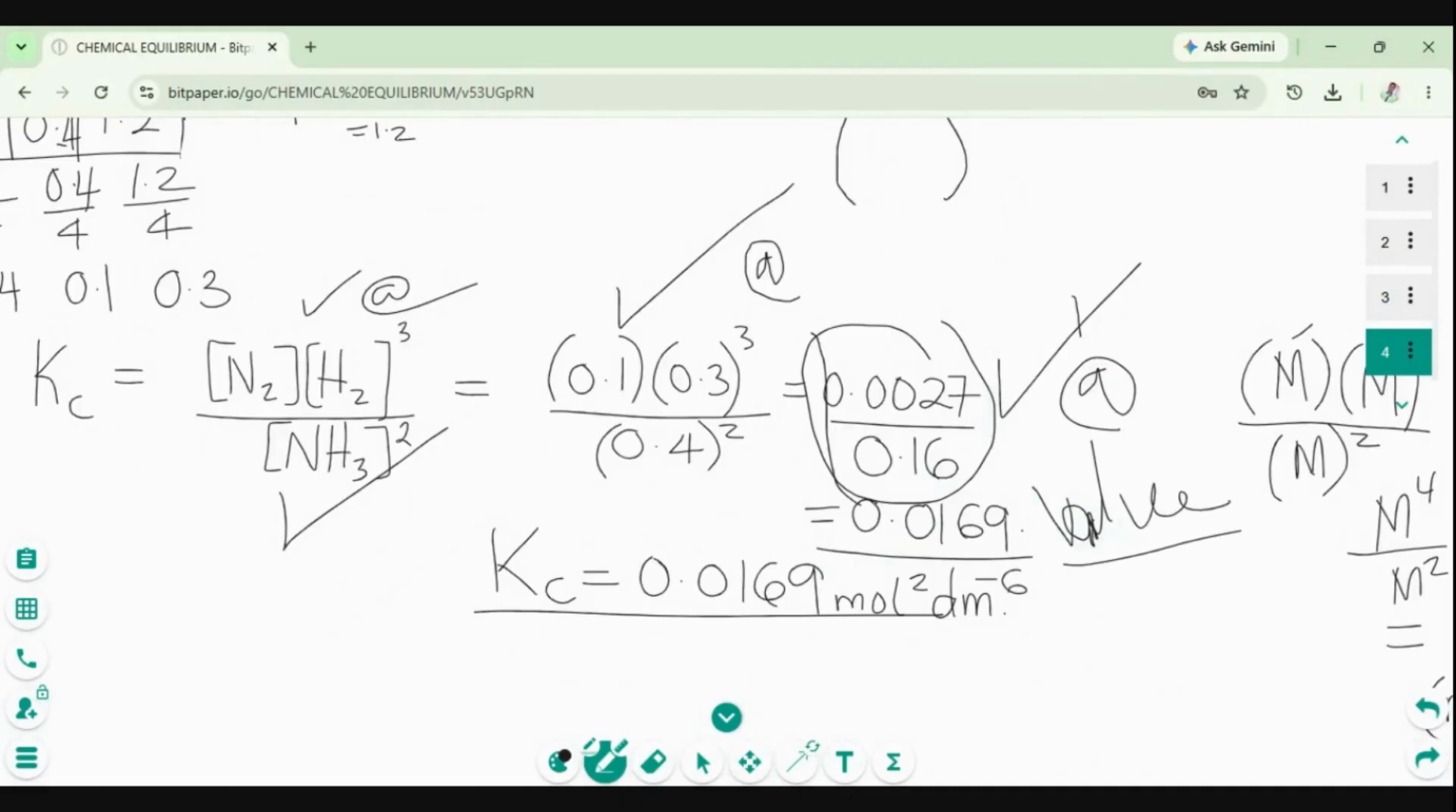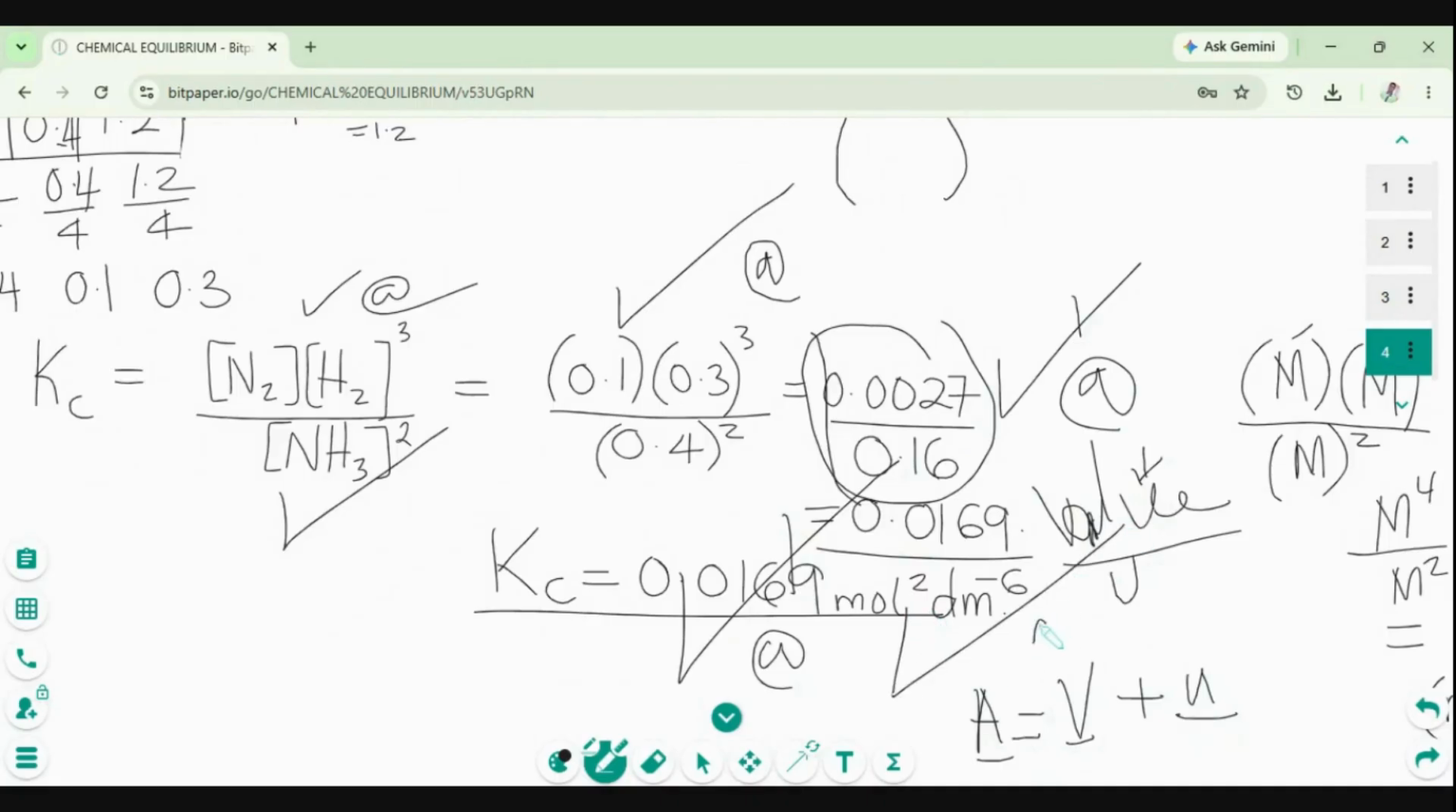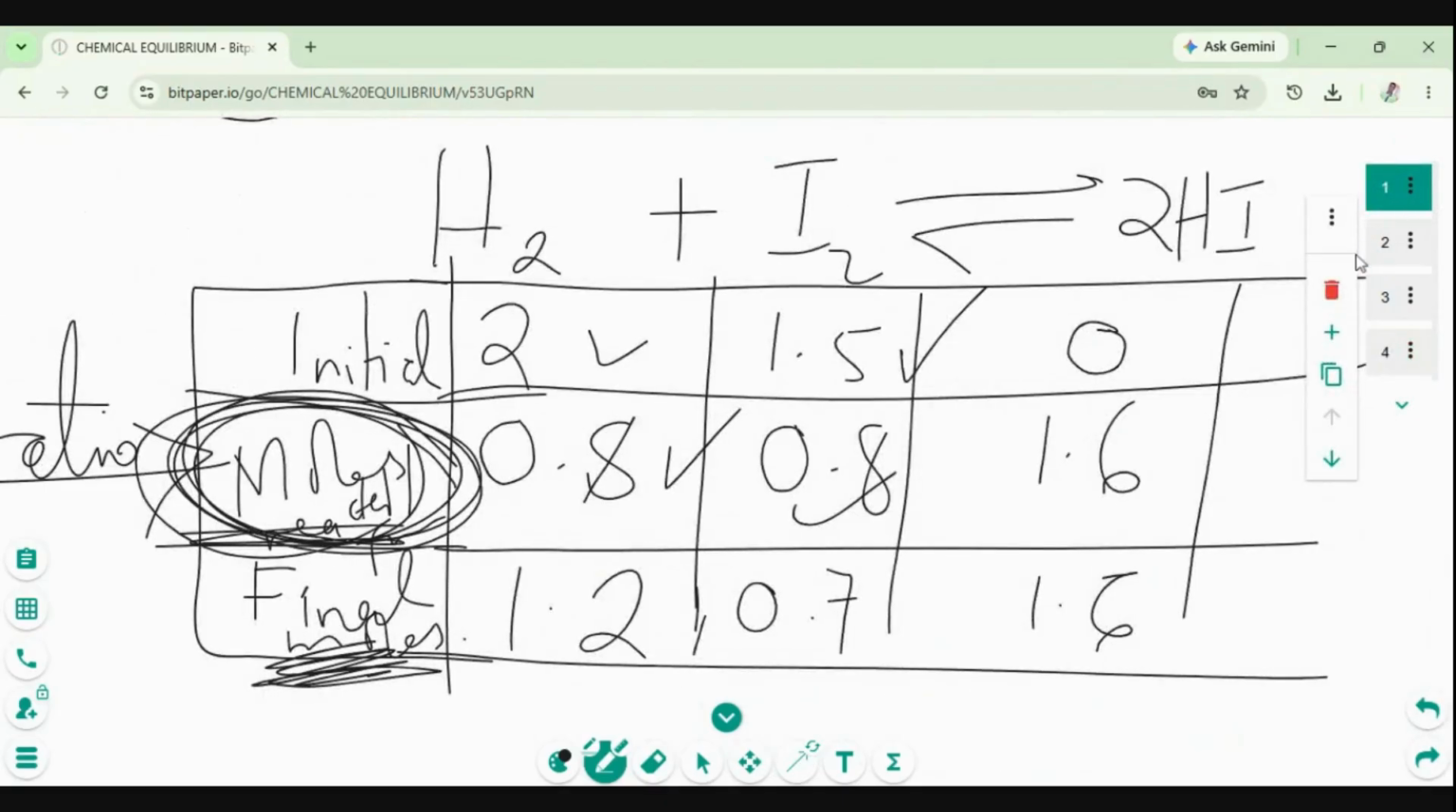Why am I calling it the value? Remember, it is not the answer. The answer has the value plus the units. Always know that A is V plus U. So the answer is the value plus its correct unit. That must be there. So we have our value here. We also have our correct unit. Those are the parts of my answer. So that is case 1 to case 3.